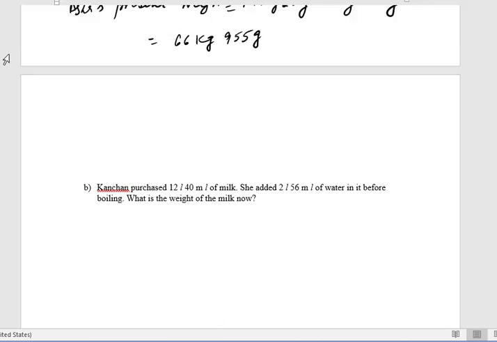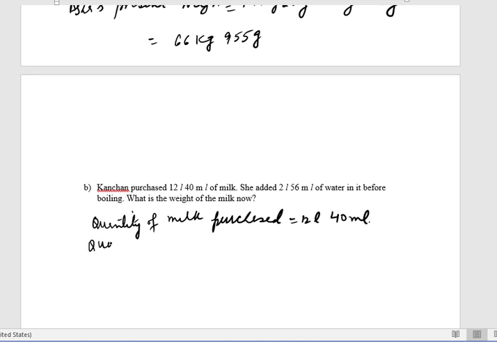Okay. So quantity of milk purchased equals 12 liters 40 milliliters. Quantity of water added equals 2 liters 56 milliliters.